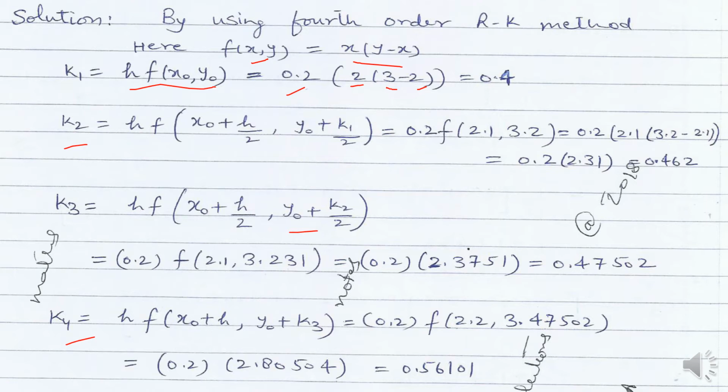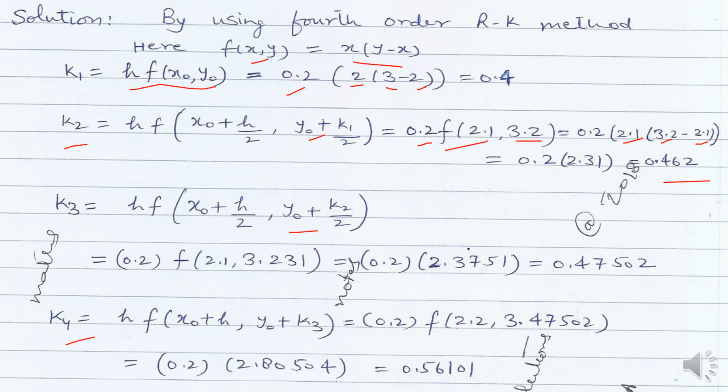Now we calculate k2, that is h f(x0 plus h by 2, y0 plus k1 by 2). We put the values. h is 0.2 and x0 is 2 and h by 2 is 0.1. So this becomes f(2.1, y0 is 3 plus k1 by 2, that is 0.4 upon 2 is 0.2). So this becomes 3.2. So we have to calculate the function value at 2.1 and 3.2. So this becomes 0.2 and now x is 2.1 and y is 3.2, minus 2.1. After solving we get 0.462.